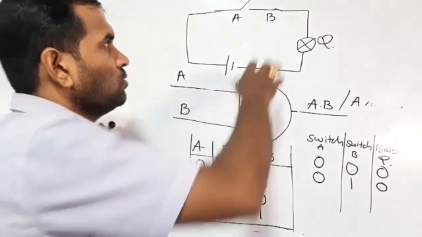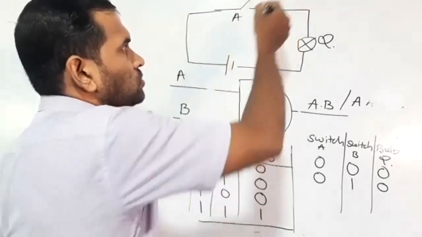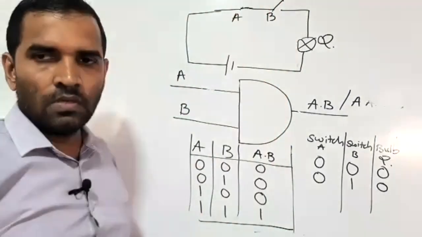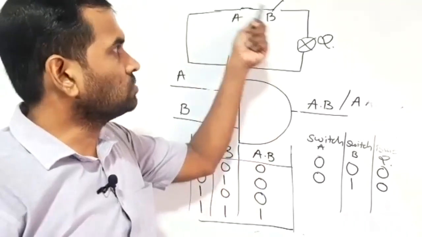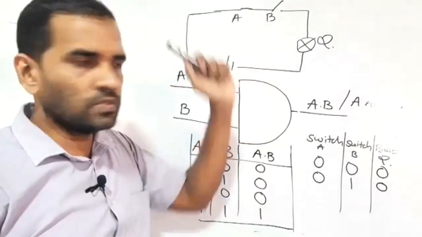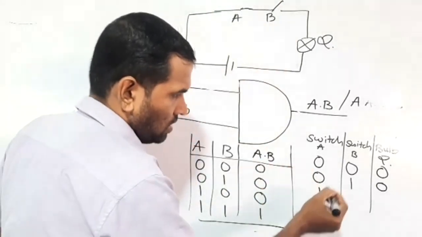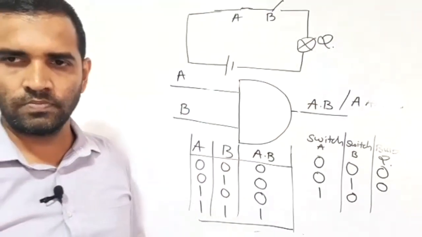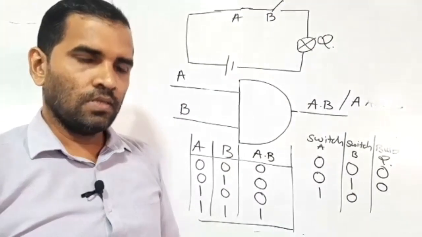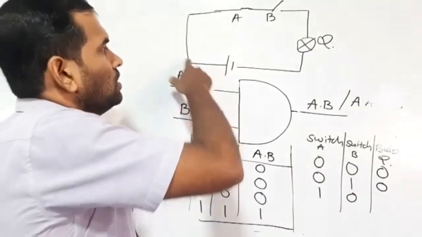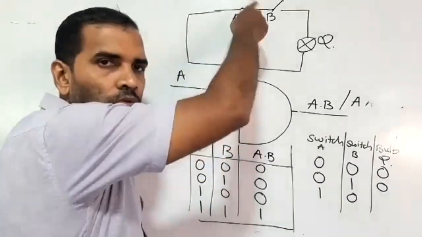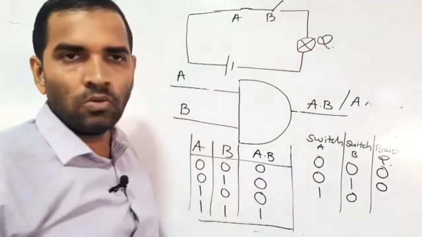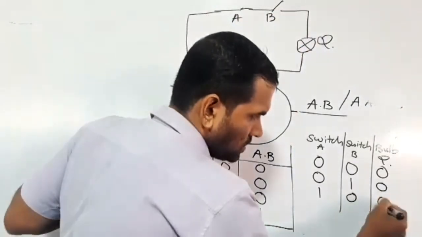Now I will do the opposite. Switch A is on, so 1. Switch B is off, so 0. What about Q? The bulb doesn't work, so 0. Electricity can go beyond A and reach here, but B is off, so it never goes beyond B. So it doesn't work, again 0.